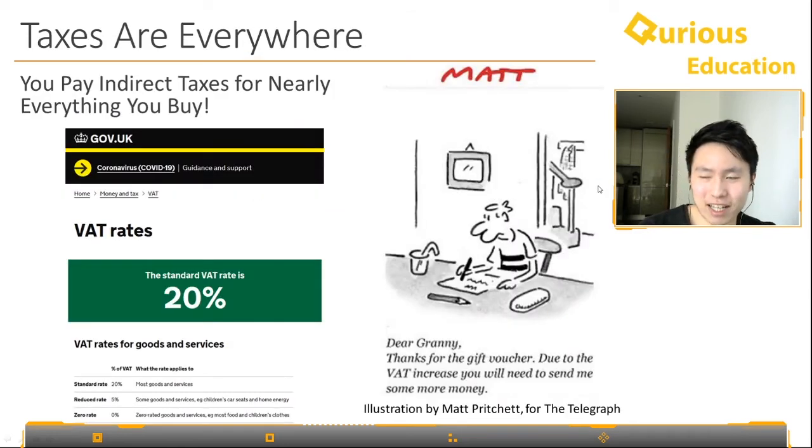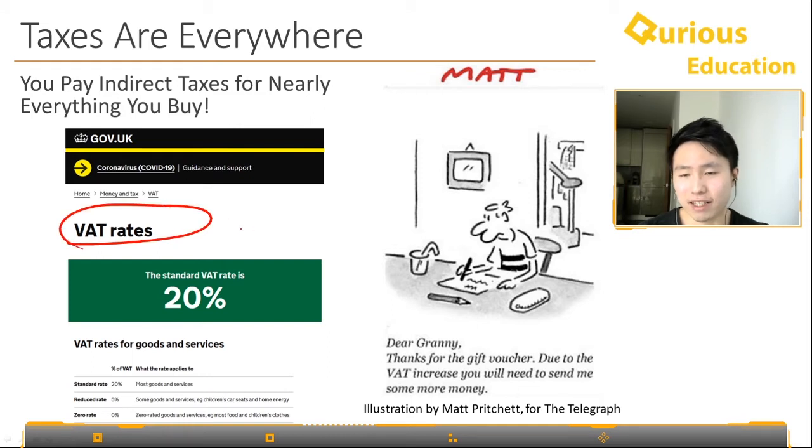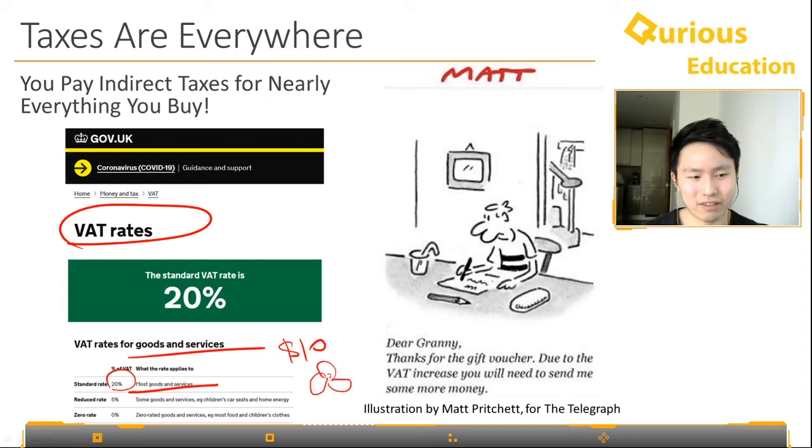Actually you're paying indirect taxes for nearly everything you buy, especially if you live in the UK. And that's because we've got VAT. For those of you that aren't in the UK, you might not be very familiar with what VAT is. VAT stands for Value Added Tax. On most goods and services, the government is taking 20% of the price that the good is charged at. So if the good is charged at $10, like a fidget spinner, then essentially you'd be paying $2 of the $10 that you've spent, or of the £10 that you've spent.